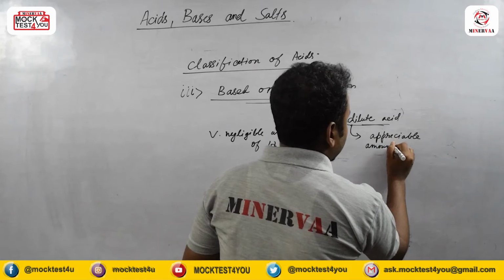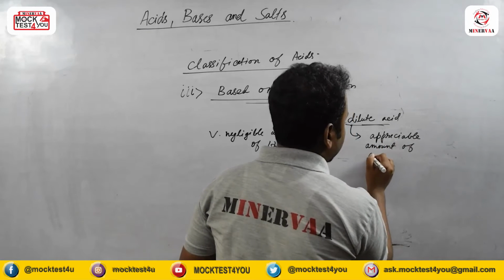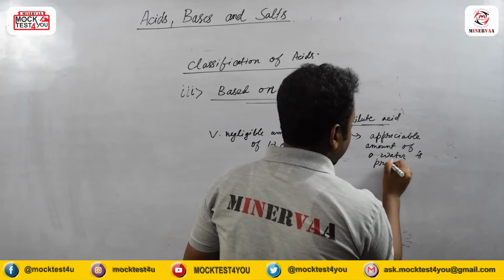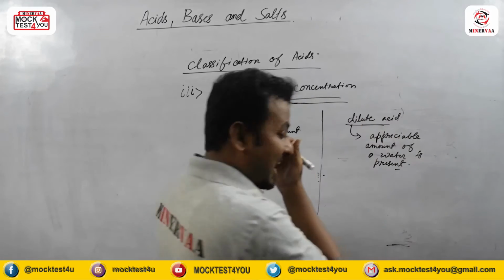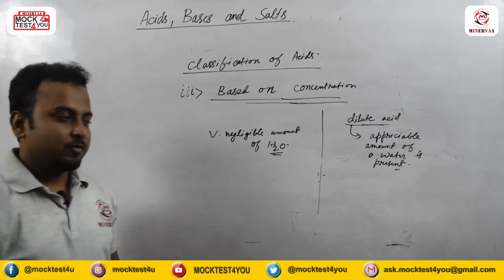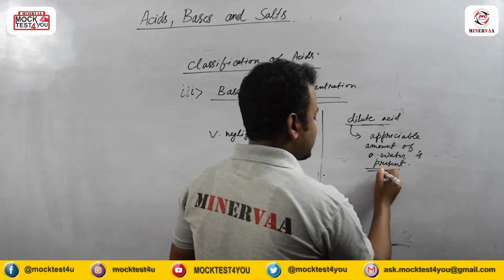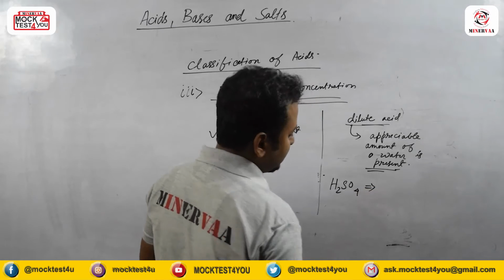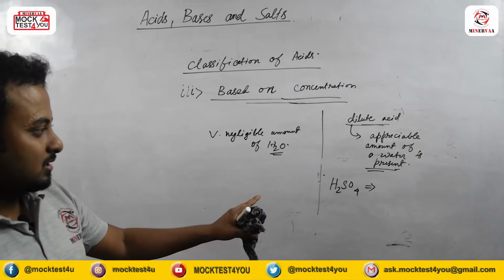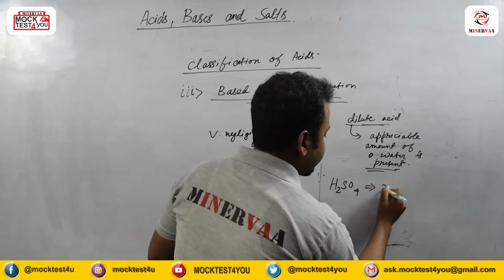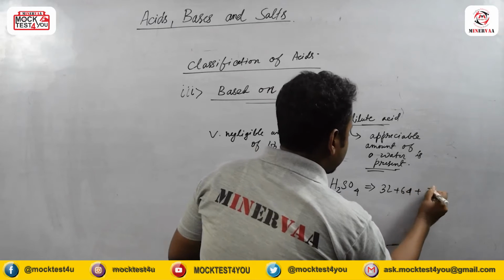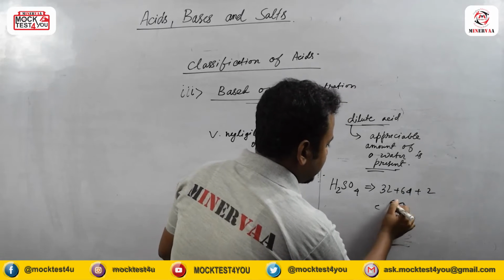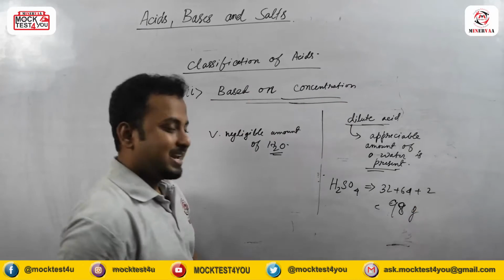Appreciable amount of water is present. So in dilute acid a large amount of water will be present. For example, H2SO4: the mass of H2SO4 is 32 plus 64 plus 2, which is 98 gram.